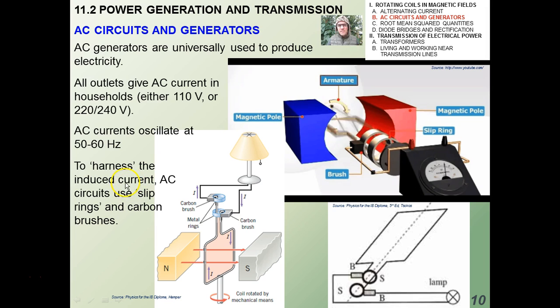Now, in order to harness the induced current, an AC circuit uses these little things called slip rings and carbon brushes. As the coil turns, in order to create a circuit that itself is not flipping around 50 to 60 times a second, you need a little conducting ring connected to a wire. And there's a wire connected to the loop that brushes up against it and touches it constantly. You can see that friction is a potential problem, but these rings are designed such that there's very low friction between the wire scraping on the inside of it and the actual circular ring itself.